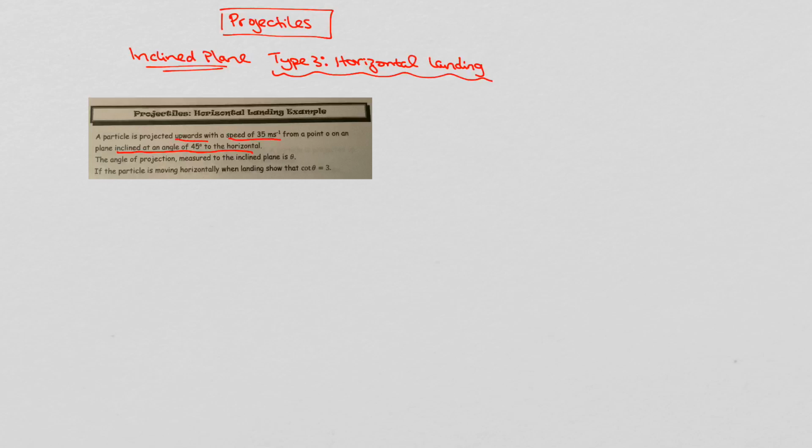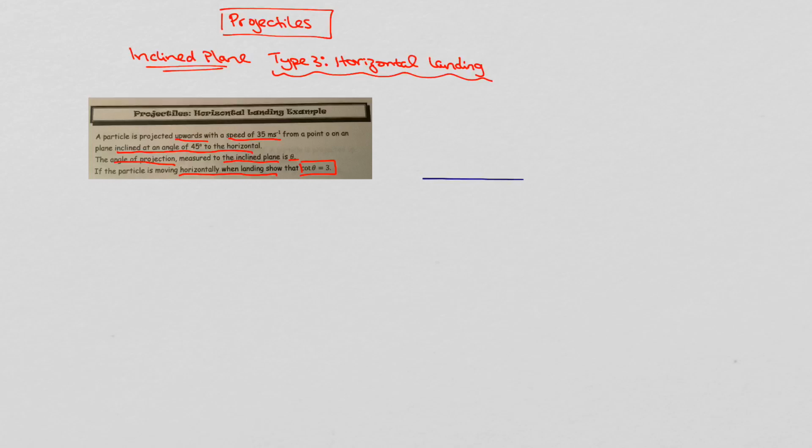And it's projected upwards. So the angle of projection is theta, and it's with respect to the inclined plane, so it's not with respect to the horizontal. And we're told that if the particle is moving horizontally when landing, that we have to show that cos theta is equal to 3. Okay, so let's draw a diagram to see what is happening here.